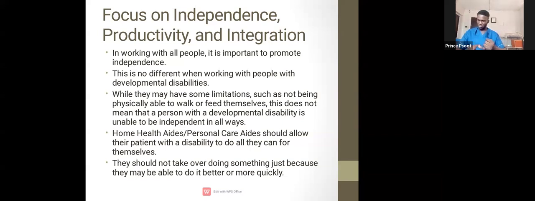The goal is to get it done and help the patients gain as much independence as possible, and also help the person with his productivity. So if you just take over and do everything for them, they become even less productive. And being less productive increases their disability. So the question sets in, are you helping them or are you making them worse?